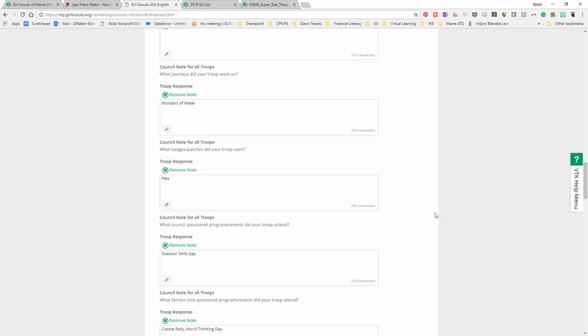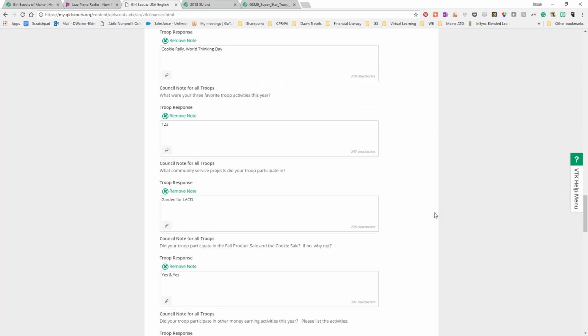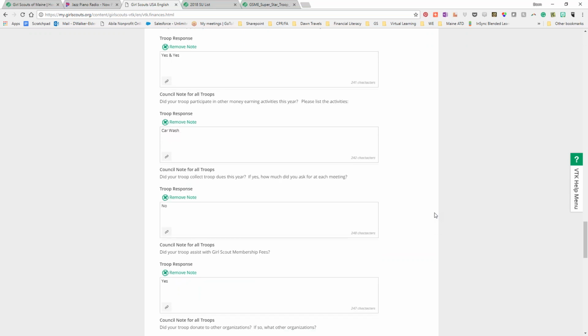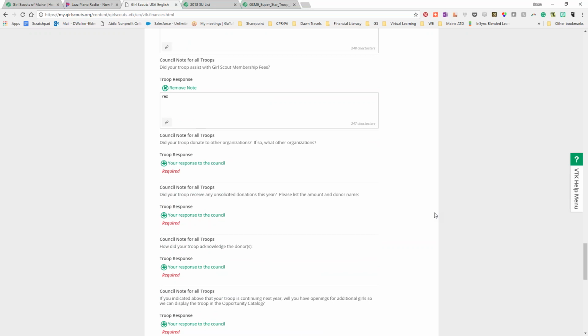So if you're the super organized one who goes in and does all of it, that's awesome. But make sure that your other troop signer takes time to look it over and make sure that she feels comfortable, or he feels comfortable, with all of the responses.